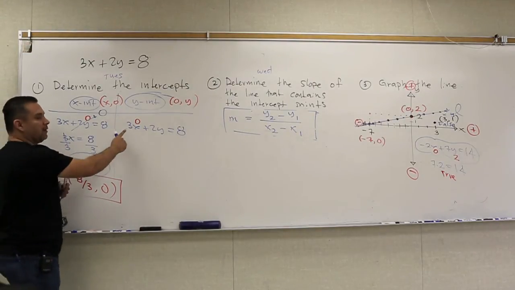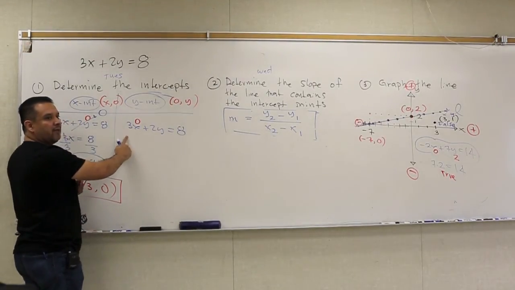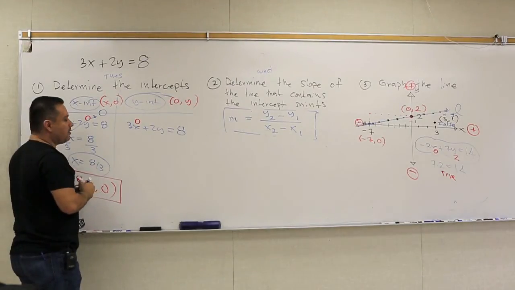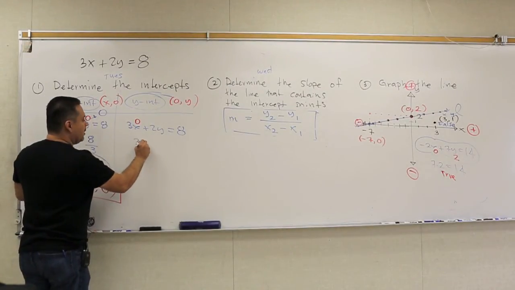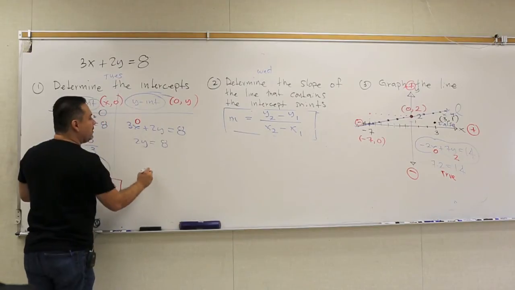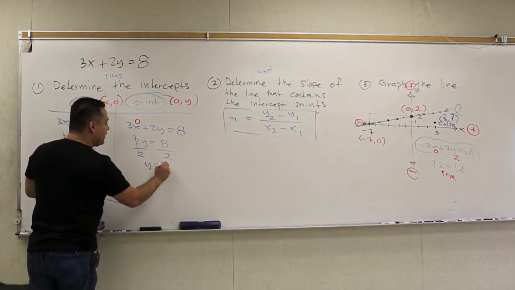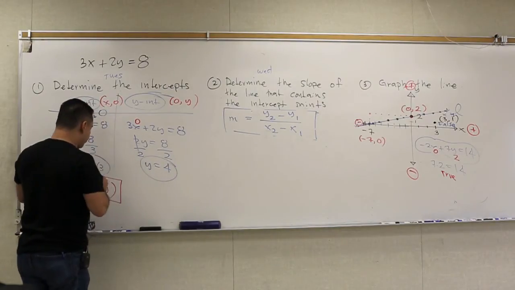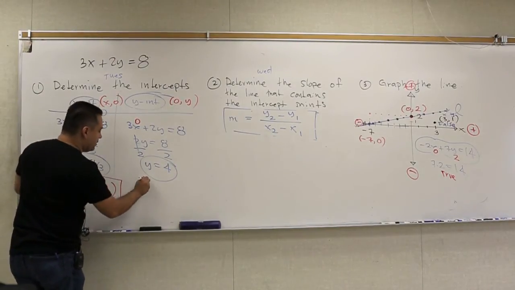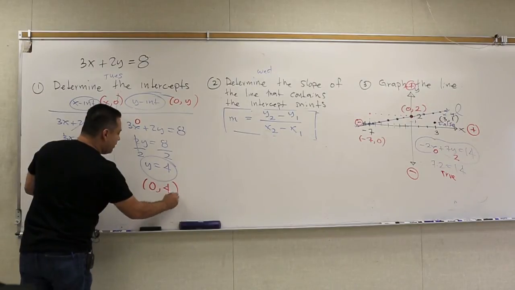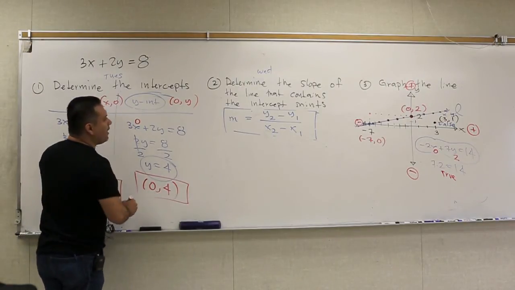Now what about this one? All right, 3 times 0 is what? 0. 0 plus 2y is 2y. So 2y is 8. You're going to divide both sides by 2. You get y as the value. What's 8 divided by 2? 4. So 0, comma what? 4 is your y-intercept value.